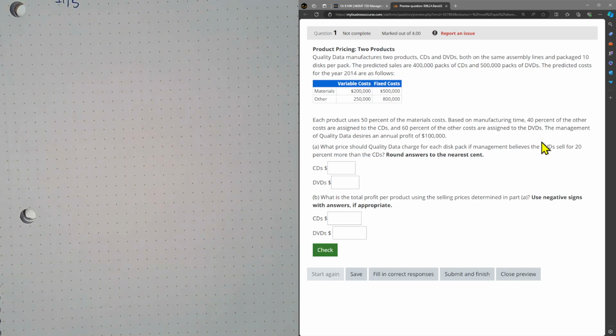We have CDs and DVDs, both on the same assembly line, packaged 10 discs per pack. Well, if you notice, the rest of the information is based on packs, so we don't need to know 10 discs. Predicted sales are 400,000 packs and 500,000 packs of DVDs. Predicted costs are this amount. Each product uses 50% of materials based on the manufacturing time. 40% of the other costs are assigned to CDs. See, I don't know why they use other and just indirect, which is what they've been using for the other chapters. The management of quality data desires an annual profit of $100,000. Okay, what price should quality data charge? Well, let's see.